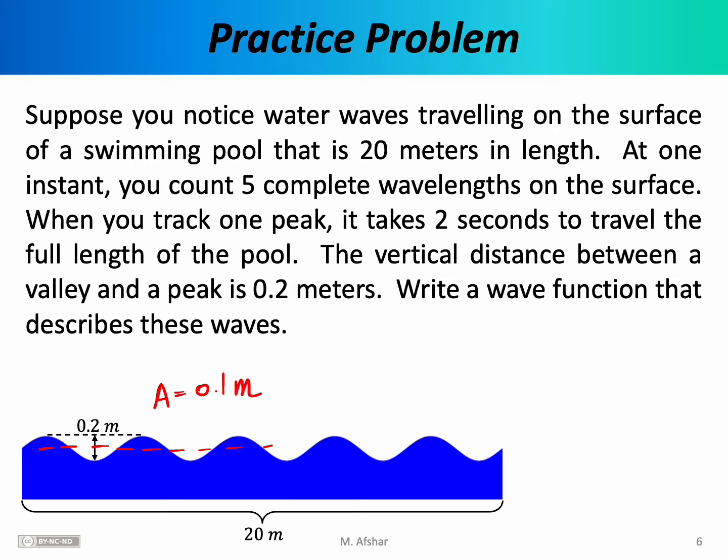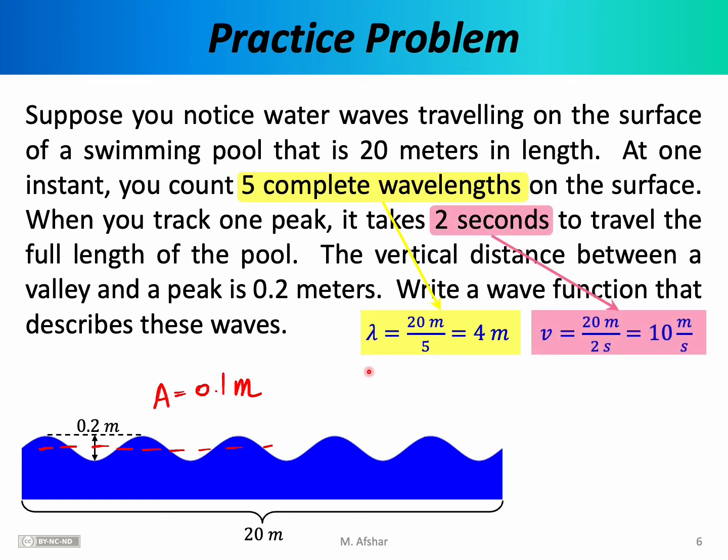We also need to calculate other parameters of the wave. We notice that we're told there are 5 complete wavelengths along the length of the pool. If you can fit 5 waves along 20 meters, then each one of those waves must be 4 meters long. So you can take the length of the swimming pool and divide it by the number of complete wavelengths, and you get lambda. So lambda is 4 meters.